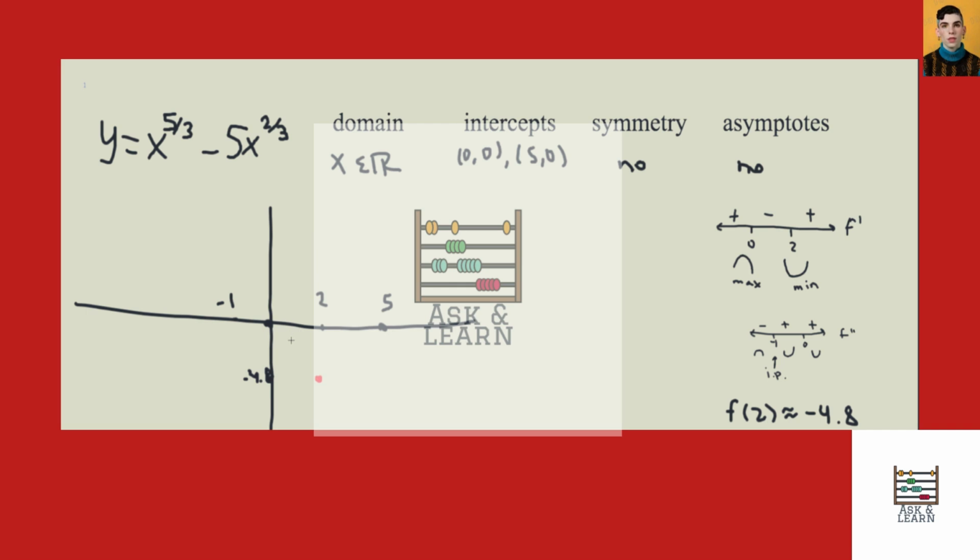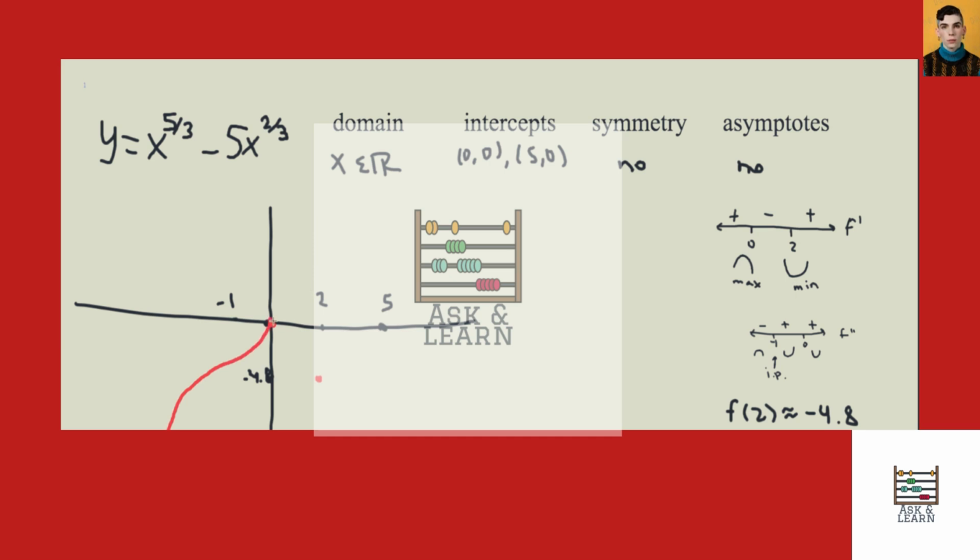Our maximum value is at (0, 0). We already know that's an intercept. And we have an inflection point at negative 1. So at negative 1, it's going from concave down to concave up. So concave down, and the second we're at negative 1, it switches as an inflection to concave up.